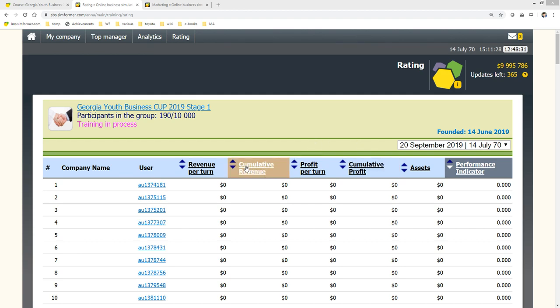Cumulative revenue is something that will give you an opportunity. It will be calculated at 30%, and also a chance to increase the performance indicator by an additional 30%. And then finally, the asset value of your company. It will be taken from the latest turn. So every turn, the rating will be updated and you will be able to see your results.